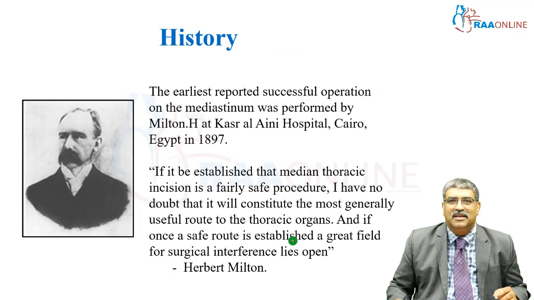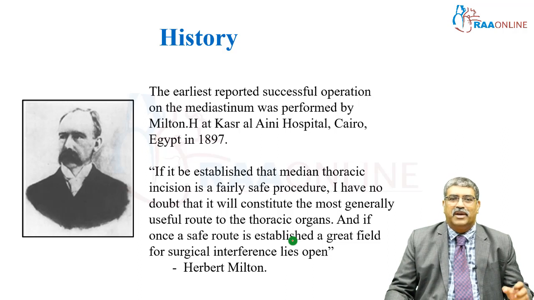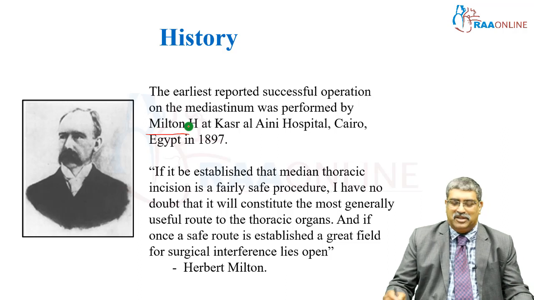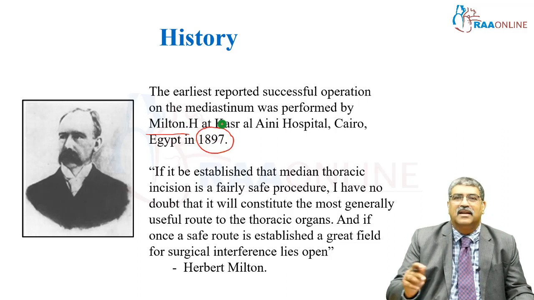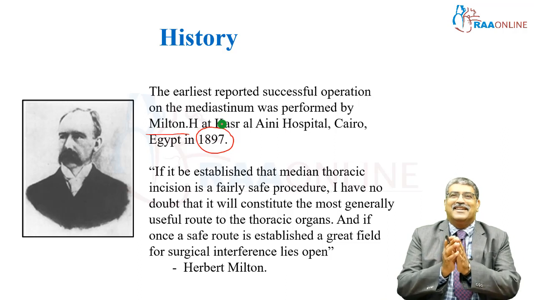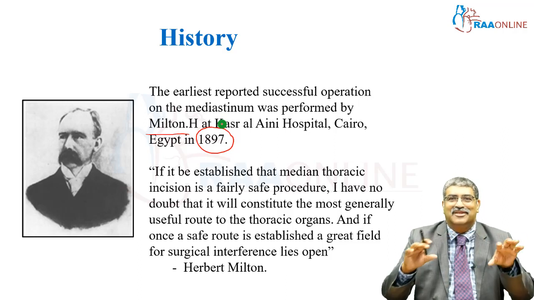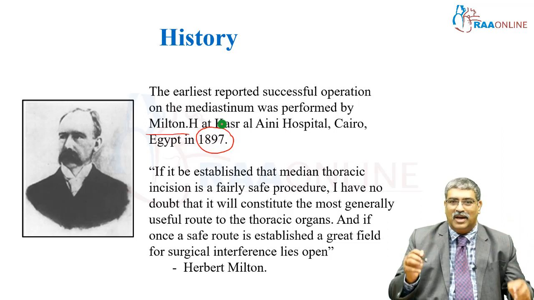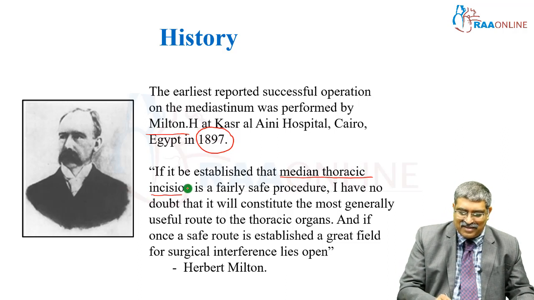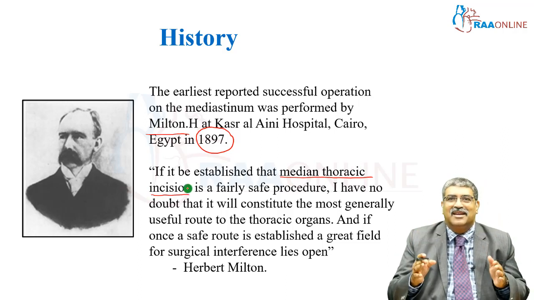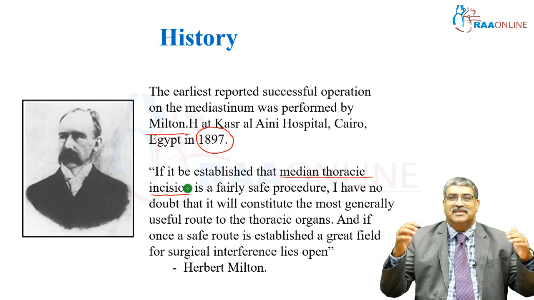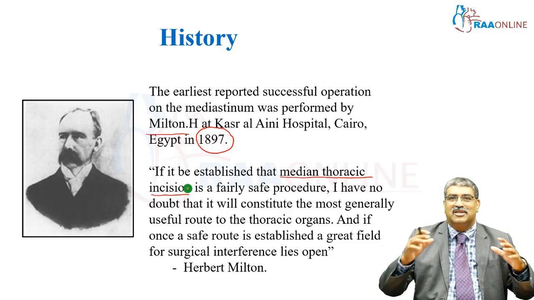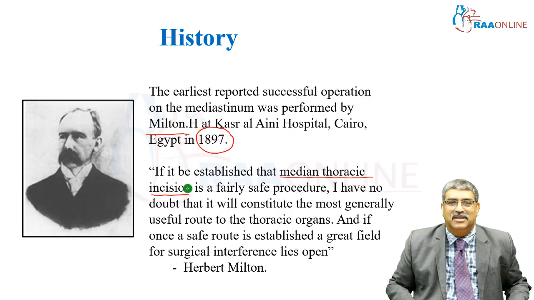Coming to the history, the first surgical removal of a mediastinal mass was done by Herbert Milton in Cairo, Egypt way back in 1897. What is the surgical significance of this removal? Because this was the first case where the mass was removed through a median thoracic incision. Actually, this incision paved the way for most of the thoracic surgery, including heart and lung at a later stage. So, mediastinal mass removal was a precursor for cardiothoracic surgery.